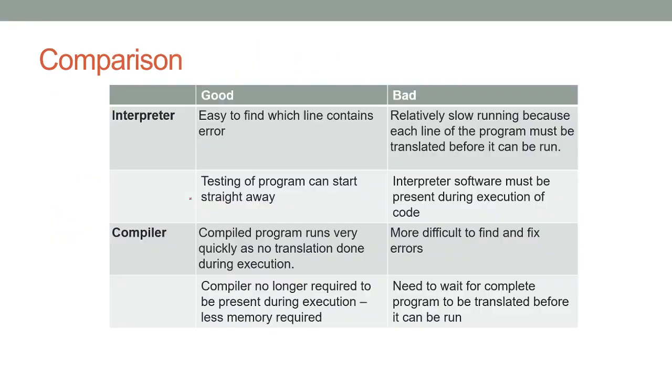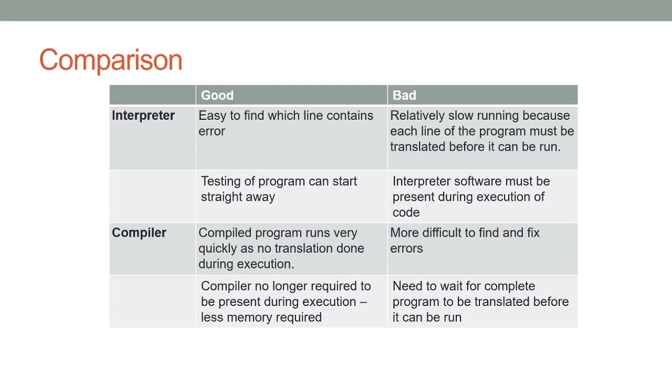So the differences are, an interpreter is easy to find errors with, and it's very good for testing as a result, and you can just jump right into it. However, it's quite slow, because it's going a line at a time, and you need to have this bit here: interpreter software must be present during execution of code. That just means you need to have Python open.